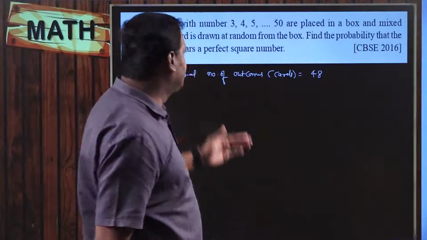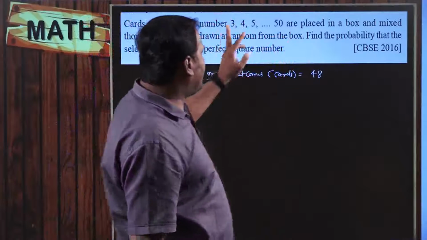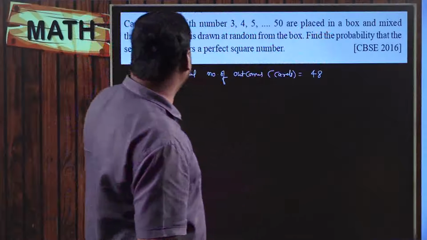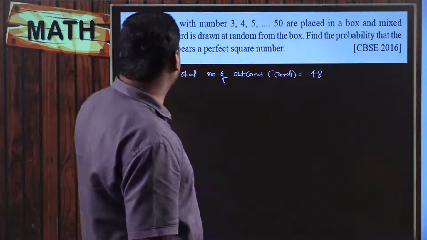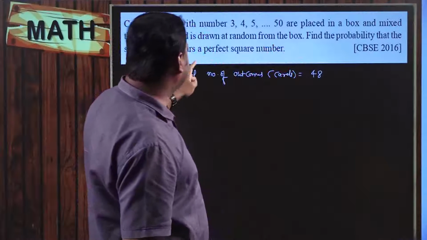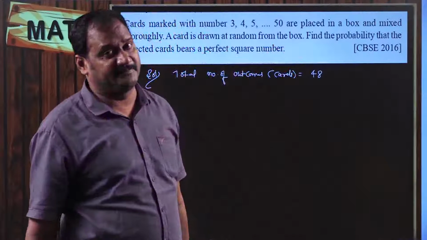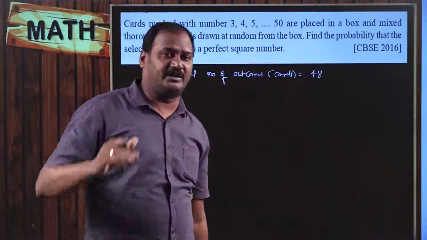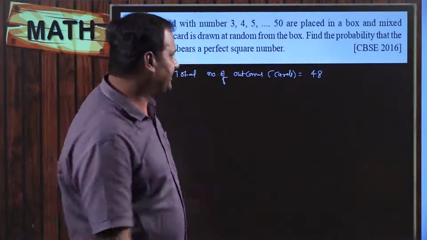So those numbers are 3, 4, 5 and so on up to 50. Okay, fine. Are placed in a box and mixed thoroughly. A card is drawn at random from the box. Find the probability that the card selected bears a perfect square number. So what do you mean by perfect square number? Perfect square number is nothing but 1 into 1, 2 into 2, 3 into 3, 4 into 4. These are perfect square numbers.